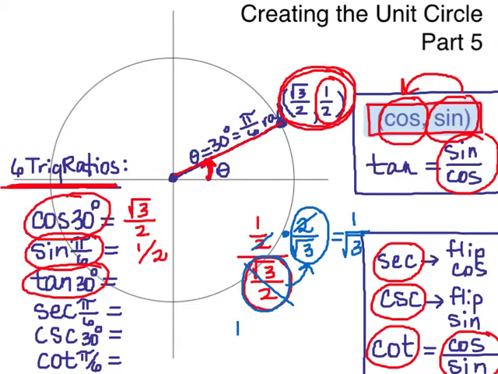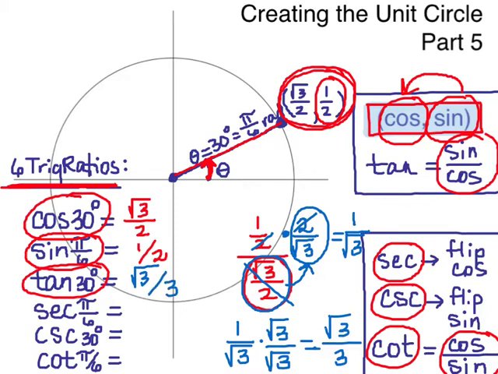Rationalizing that, if necessary, most of the time we try to rationalize it, means multiply top and bottom by square root of 3, and across the top you get square root of 3. Across the bottom you get square root of 9, which is just a plain 3. So we're going to call tan 30 square root of 3 over 3.